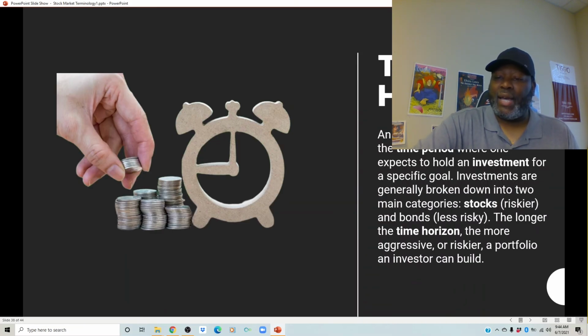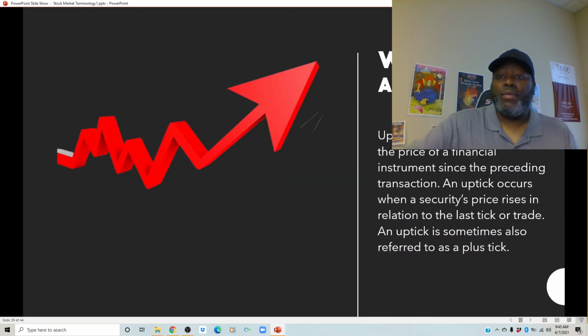All right, time horizon. An investment time horizon is a time period where one expects to hold an investment for a specific goal. Investments are generally broken down into two main categories: stocks, which are riskier, and bonds, which are less risky. The longer the time horizon, the more aggressive or riskier a portfolio an investor can build.